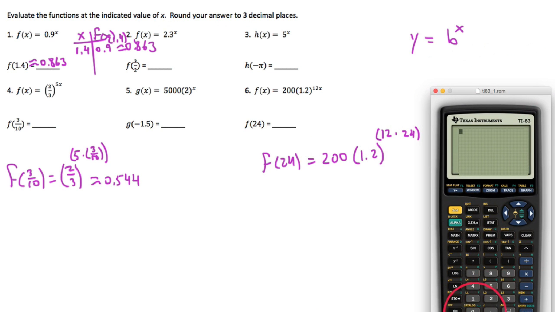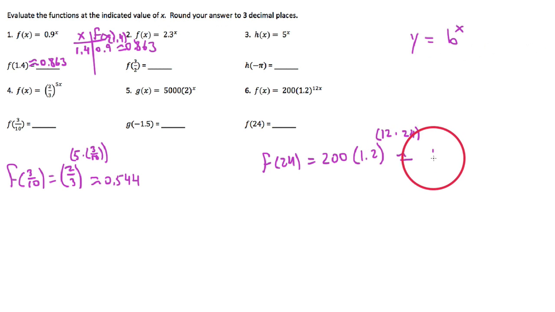So we would get 200. Just put in parentheses your base, 1.2. And what we'll do is we'll raise that to the power here. Your calculator already knows that the base is only the 1.2. So when we hit enter here, we get about 1.274 and then e to the 25. What I'd rather write is 1.274 times 10 to the 25.